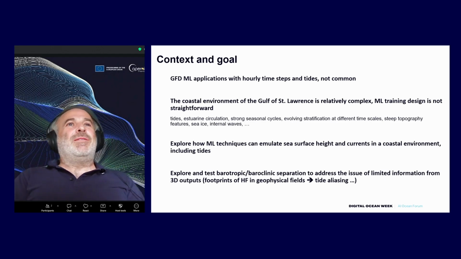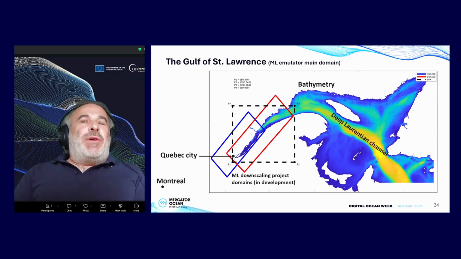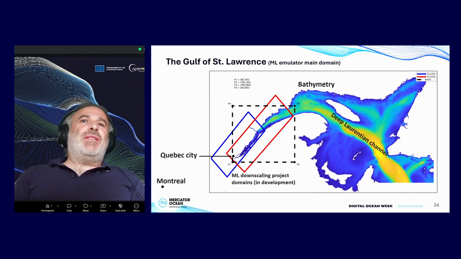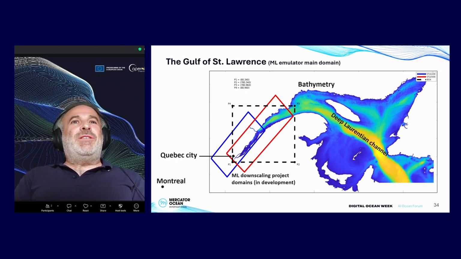So next slide, please. So this is the domain. The main domain of our emulator for now. It's a 1/36-degree resolution data set for the training over this Gulf of St. Lawrence region. And we're also planning on doing downscaling applications at 500 meters and 200-meter resolution.